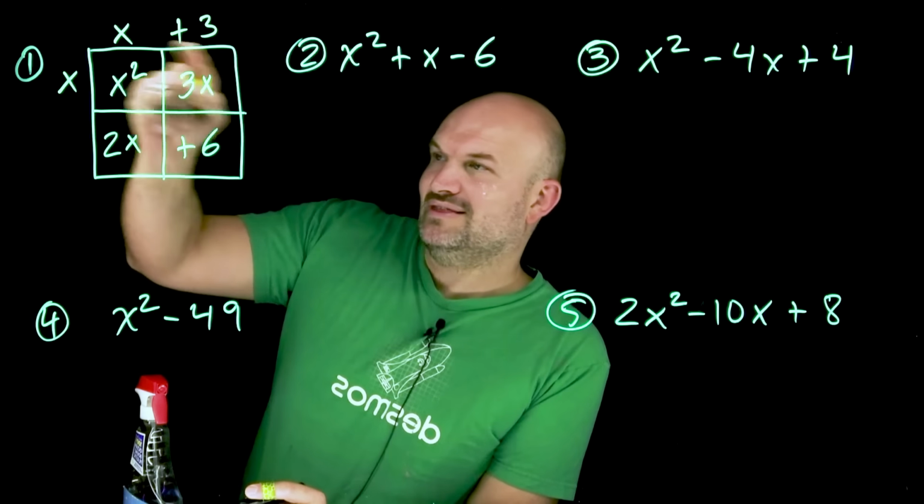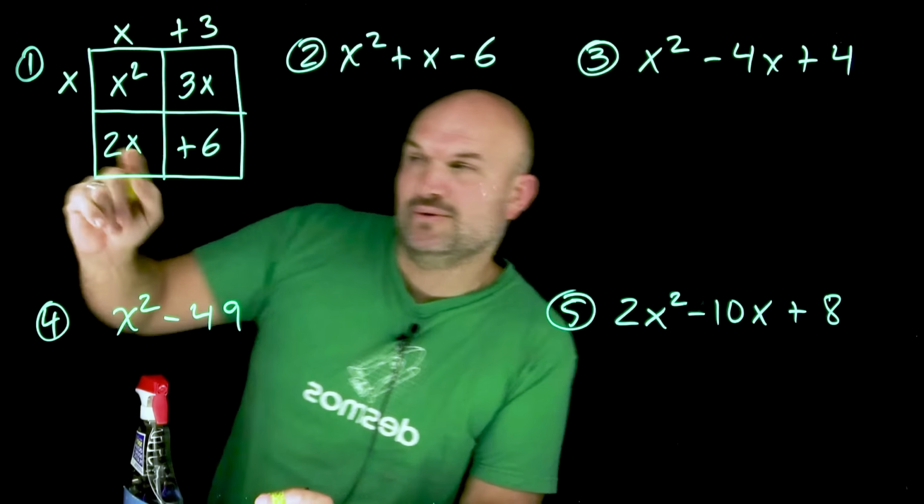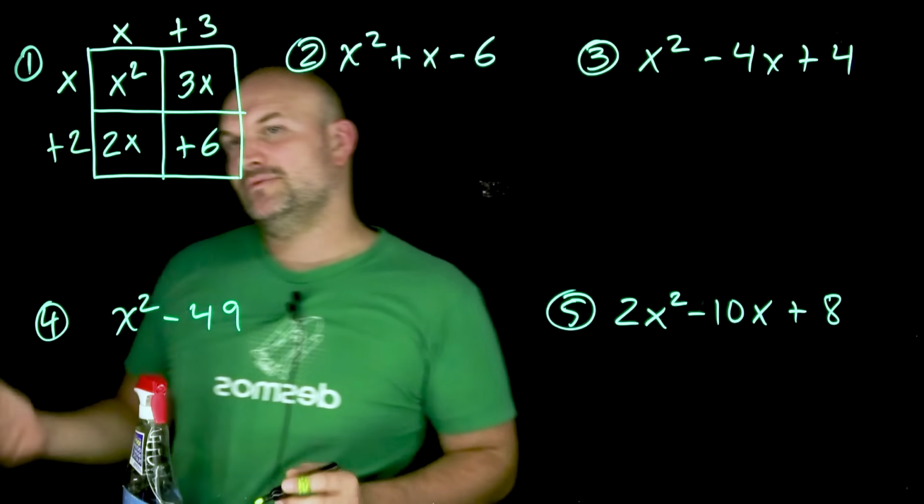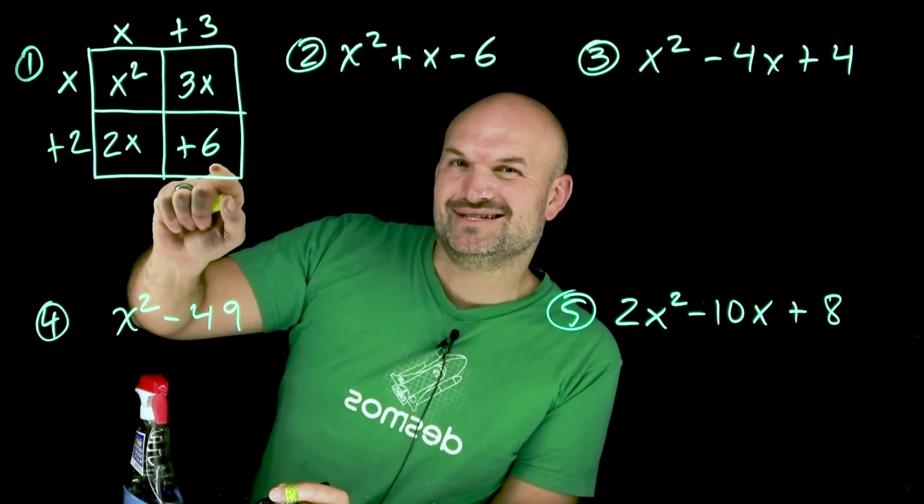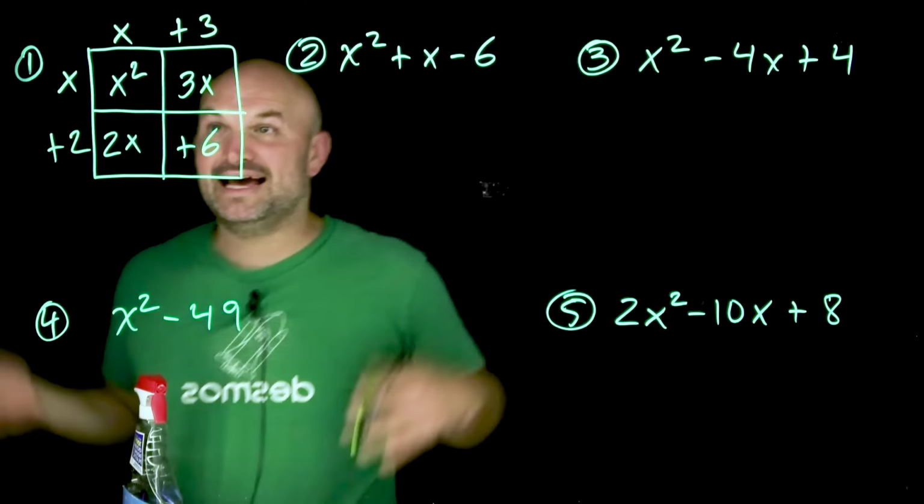Over here, I have a width of x. What times x would give me a 2x? That's going to be a positive 2. And then we notice that 2 times 3 has to equal 6, which in case it does. Now, that is the factored form of this.